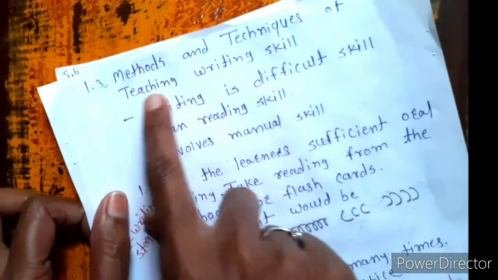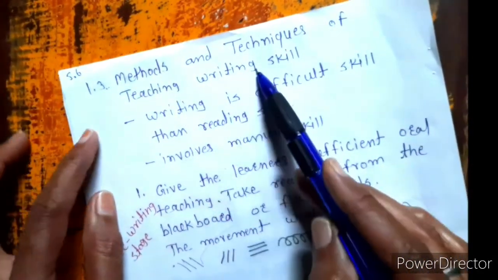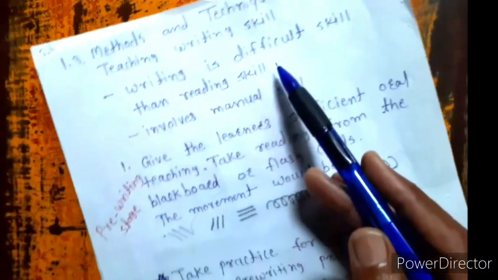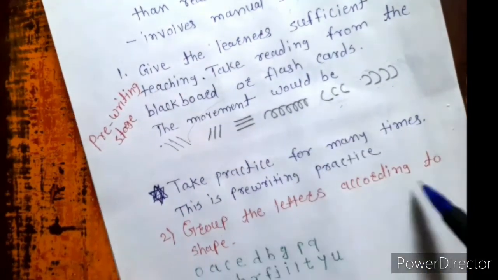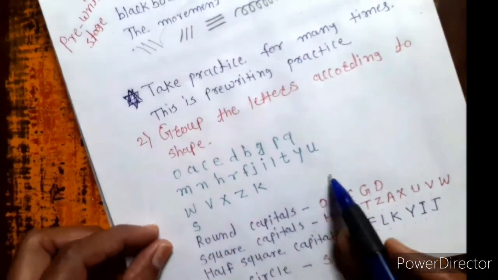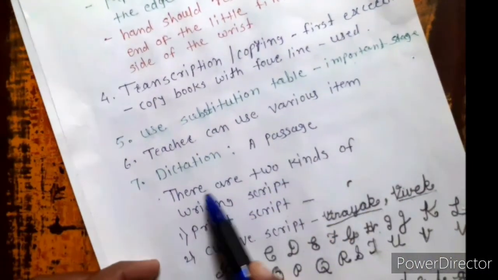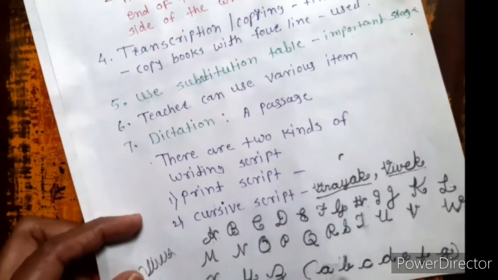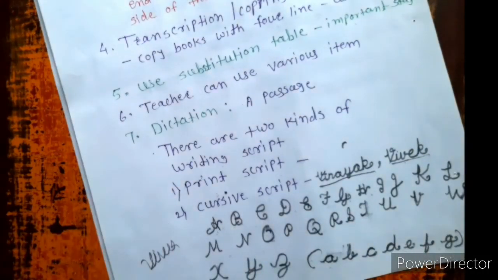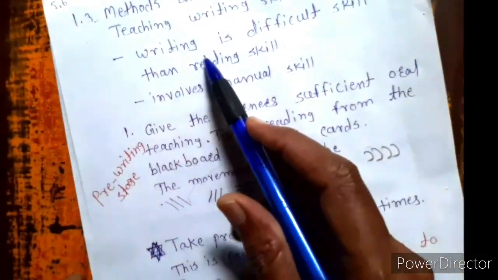In this point, the sub point is methods and techniques of teaching writing skill. There are many types of skills given to the student by the teachers, like shape according to shape. Then there are some instructions, then transcription copying, then dictation words, and the last one is cursive script, and also slant line. So these are the points included in methods and techniques of teaching writing skill.